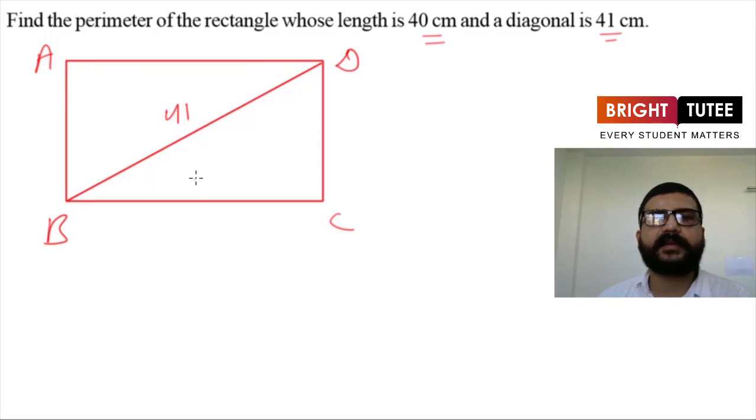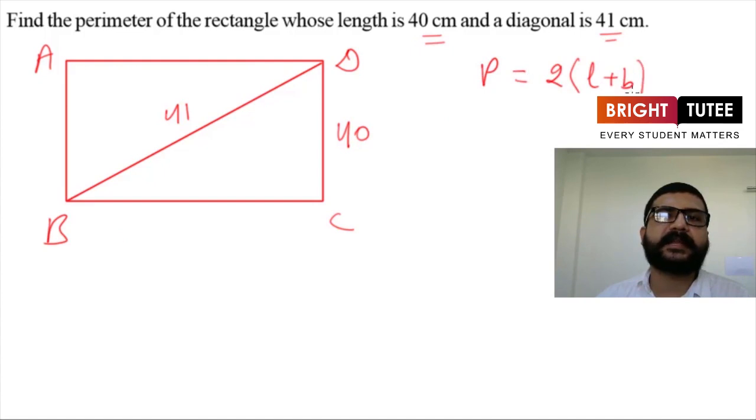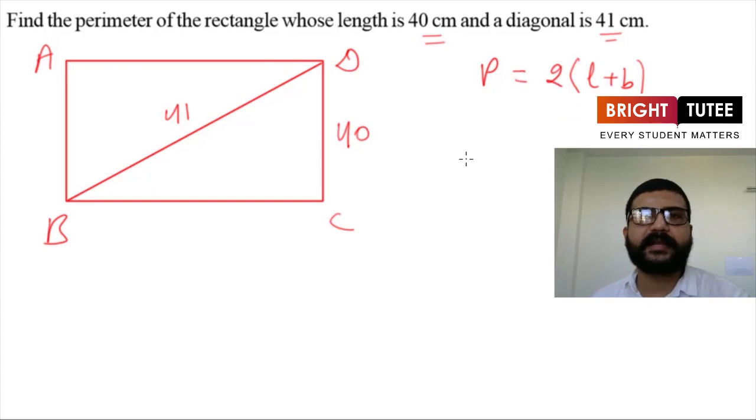Now this is 41 and the length of the rectangle is given as 40 centimeters. So let's take this side as 40 centimeters, or we can take this side as 40 centimeters. Let's take CD as 40 centimeters. Now BD is 41 centimeters. Now what we have to do? We have to find perimeter. Now how do we find perimeter? We know perimeter is equal to 2 into L plus B, that is length plus breadth. This is the formula for finding perimeter. Now length is already given to us, it is 40 centimeters. Now what do we need for finding perimeter? We need breadth also.